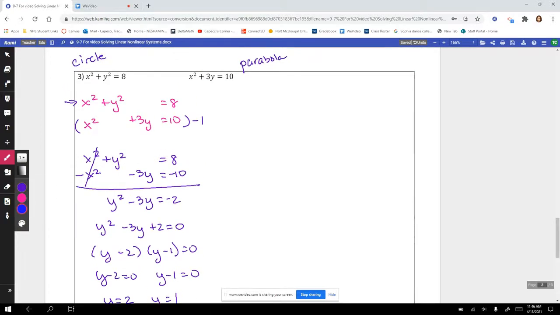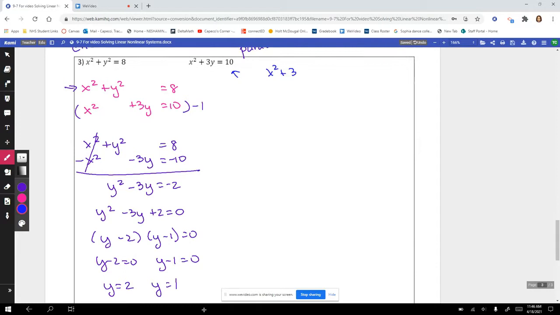So again, I'm going to try to figure out my x values, which is what I need. So I'm going to work with the parabola this time. So I have x squared plus 3 times y. The first one we'll do is 2. So this is when y is equal to 2, is equal to 10. So I have x squared plus 6 is equal to 10. X squared is equal to 4. So x is equal to 2 and -2.